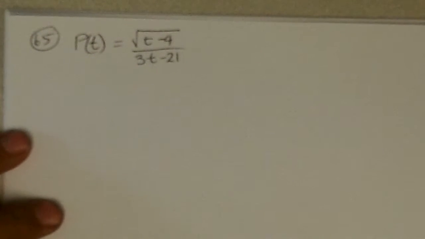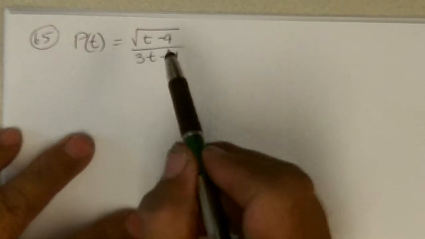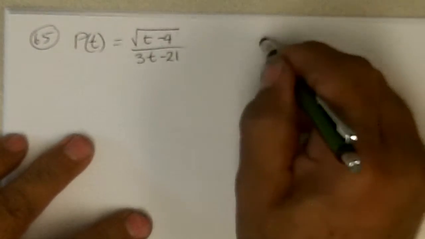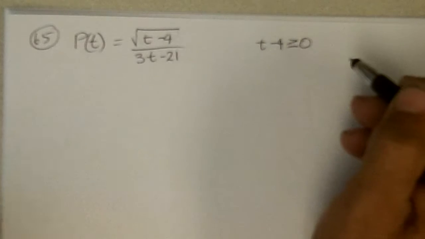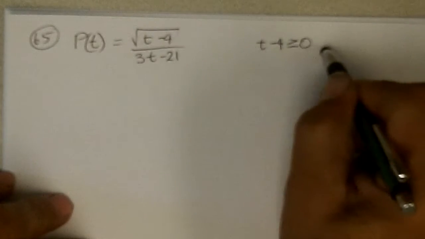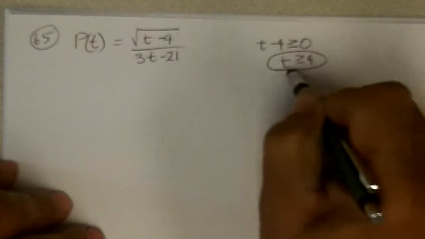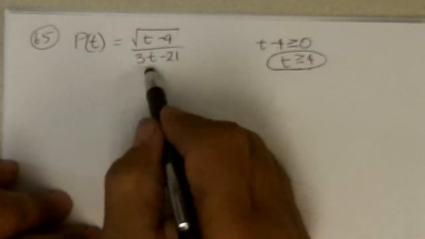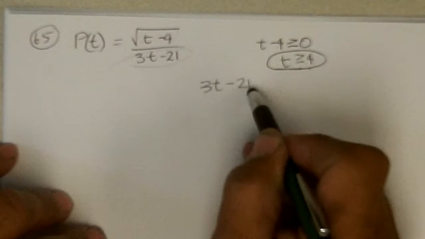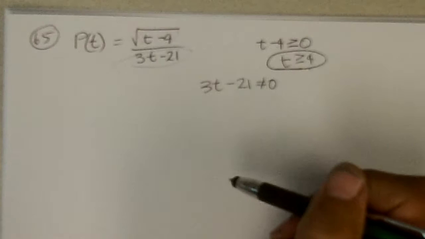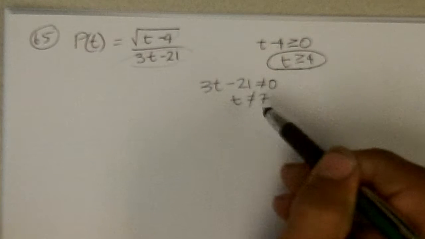Okay, so we're supposed to find the domain of P on number 65 in 2.1. We can't have negatives in there, so t minus 4 has to be greater than or equal to 0. It has to be 0 or more. So whatever we use for t, if I add 4 to both sides, t has to be greater than or equal to 4. That has to be true, and the denominator cannot equal 0, so 3t minus 21 cannot equal 0. So t cannot equal, add 21, divide by 3, t cannot equal 7.